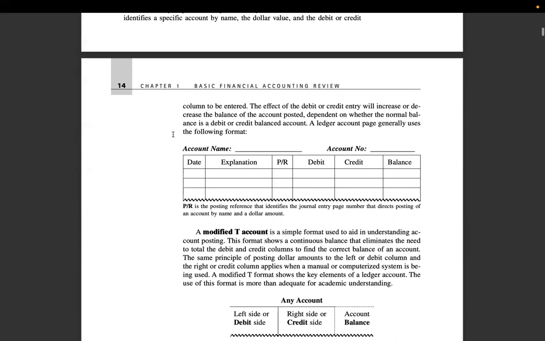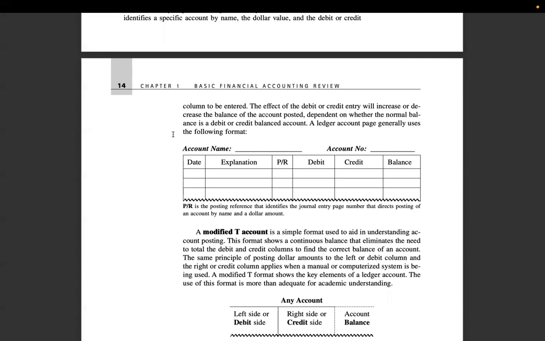It's reflected in software, on the computer. But sometimes you actually have to have books. We used to do handwriting. So what we do is have different ledgers for different accounts, or different sections for different accounts in one big ledger book.